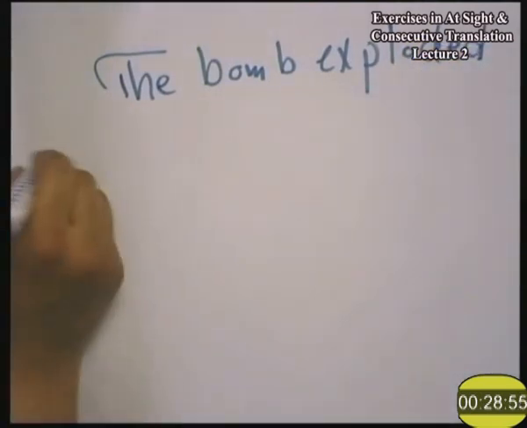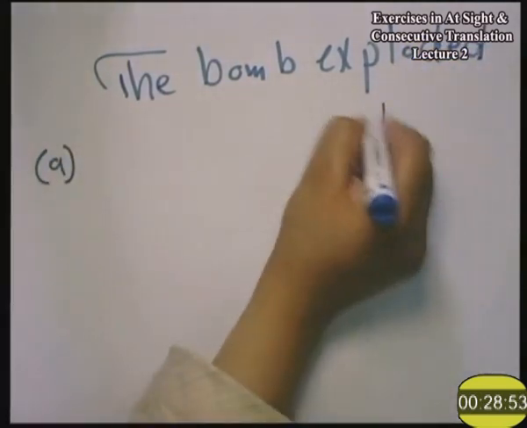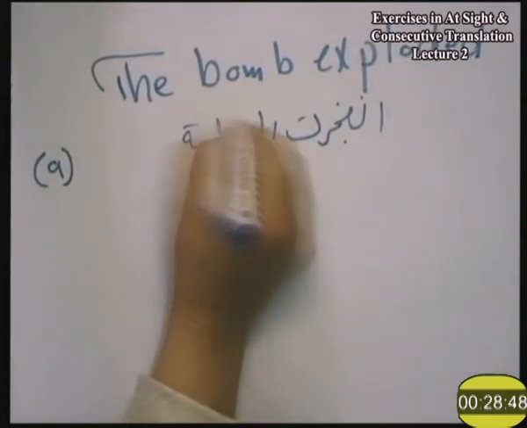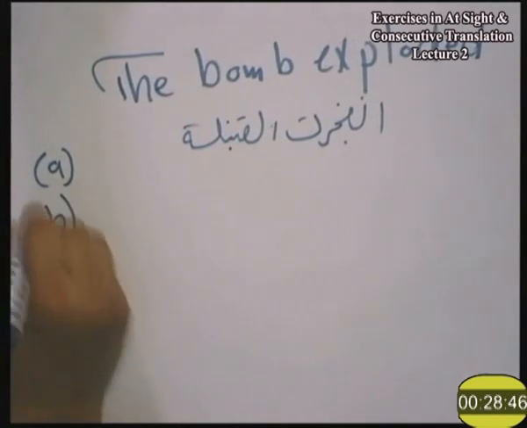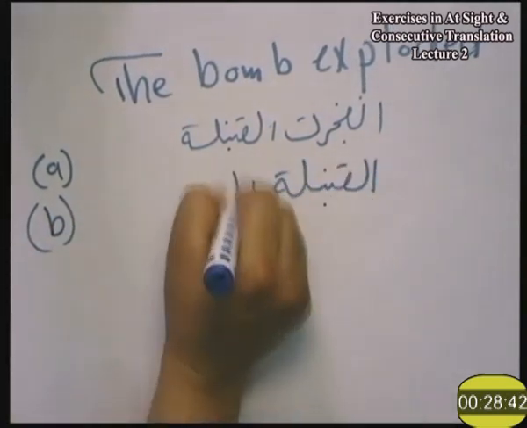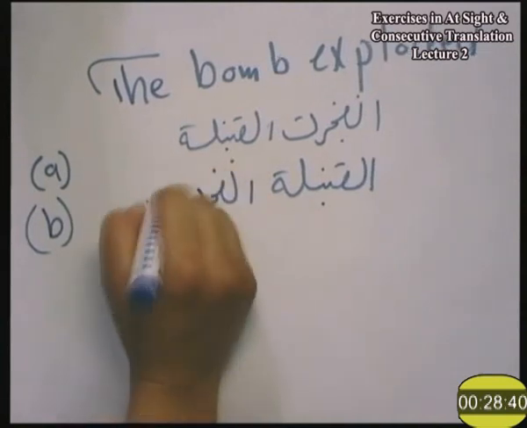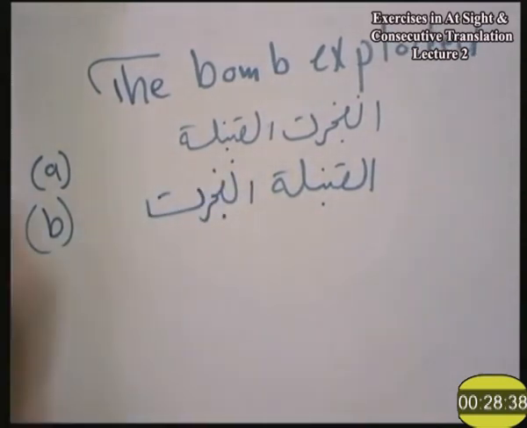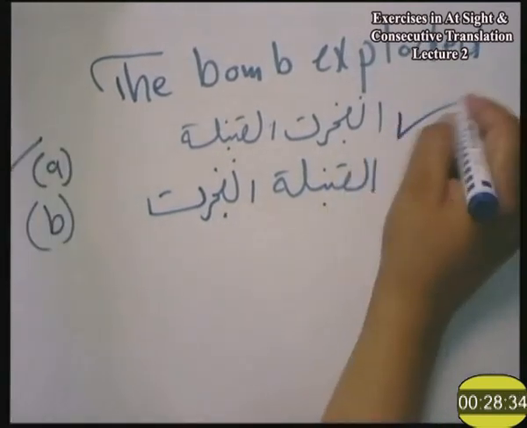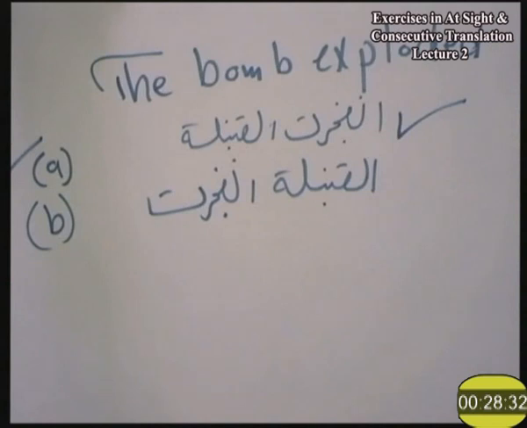We could translate it in two different ways. A, انفجرت القنبلة, or القنبلة انفجرت. Now which is the best, which is better? This one. The verbal sentence, okay? This has to do with the nature of Arabic.